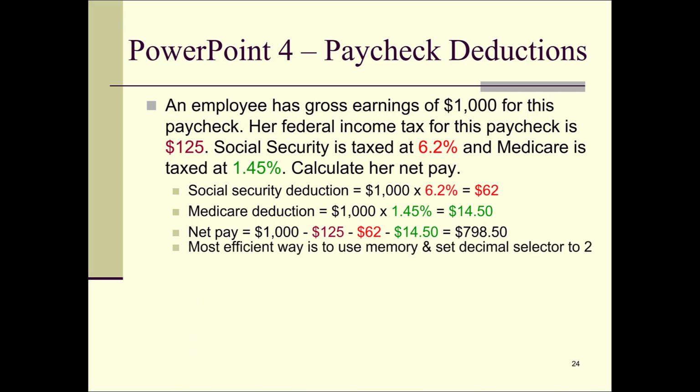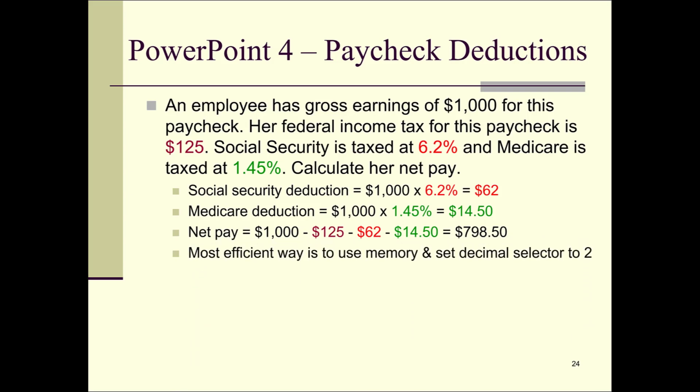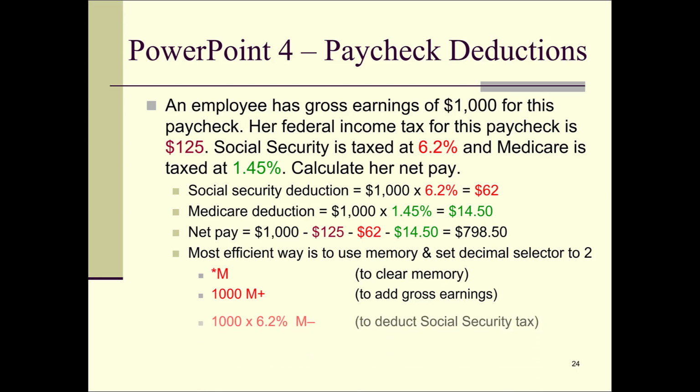So what's the most efficient way to use our desktop calculator? Memory. Obviously, since we're working with currency, you have to set your decimal selector to 2 because we're going to round to the nearest cent. The first thing to do when we're using memory is to clear memory, so asterisk M. And then we're going to add the gross pay. So 1,000 M plus. And then we're going to calculate Social Security and then subtract it.